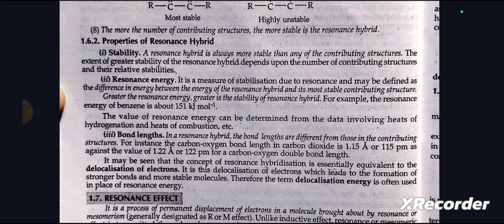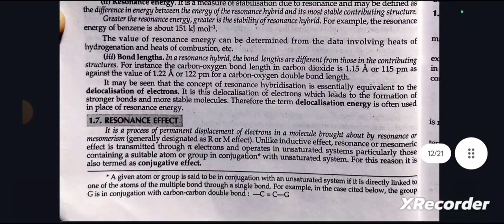Greater the resonance energy, greater is the stability of the resonance hybrid. For example, the resonance energy of benzene is about 151 kilojoules per mole. The value of resonance energy can be determined from the data involving heat of hydrogenation and heat of combustion, etc. Third, bond length. In a resonance hybrid, the bond lengths are different from those in the contributing structures.